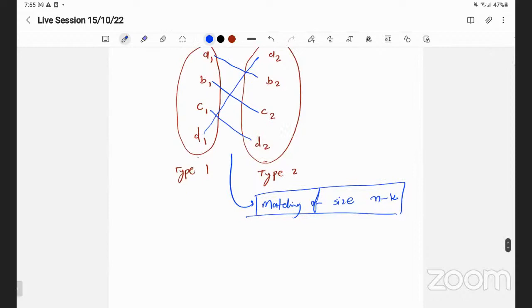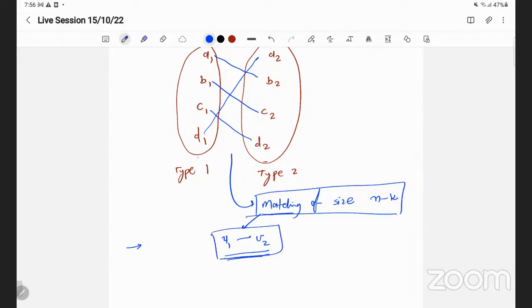And this matching will consist of edges of the form U1 to V2. These types of edges are in this matching because, as we earlier saw, there are no edges between similar types of vertices. There is no edge from type 1 to type 1 or type 2 to type 2. There are only edges between type 1 and type 2. So all of these matching edges will be of the form U1 to V2, right?